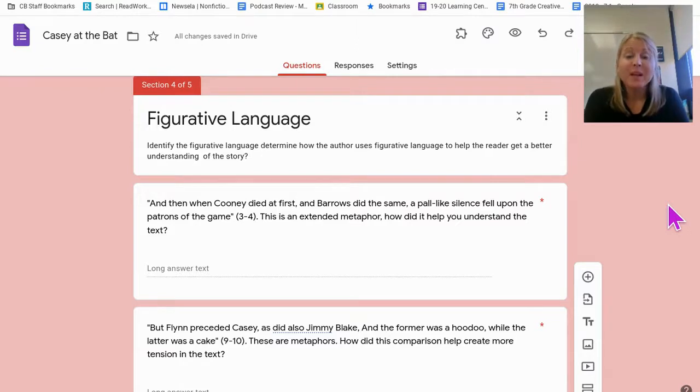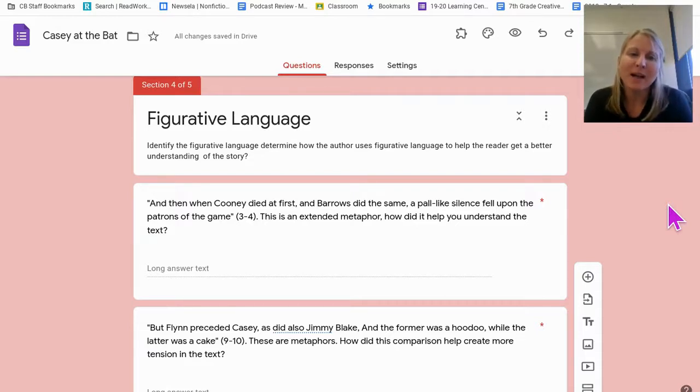Welcome back. Casey at the Bat and many poems use a ton of figurative language because it gives authors an opportunity to pack a lot of information in a small number of words, but it does make us as a reader have to really work, think, and analyze what's the impact of that language choice and how does figurative language help me better understand key events within the text.